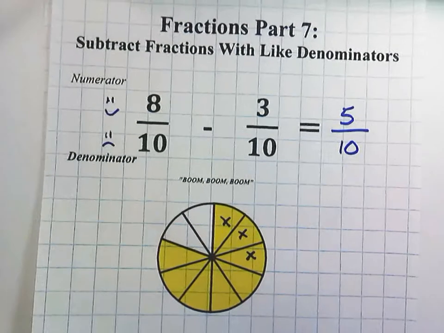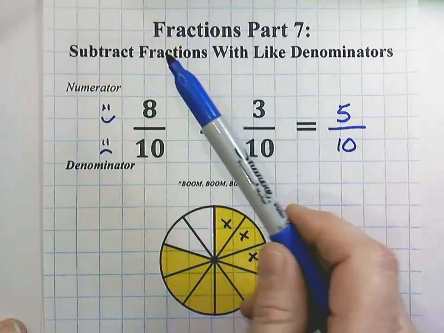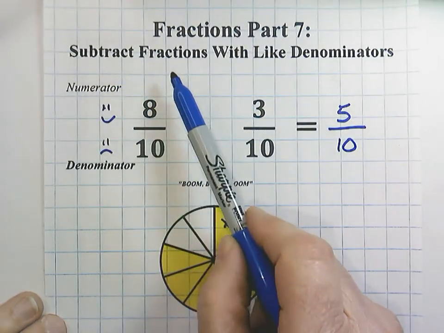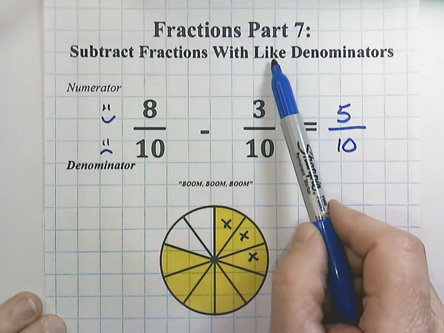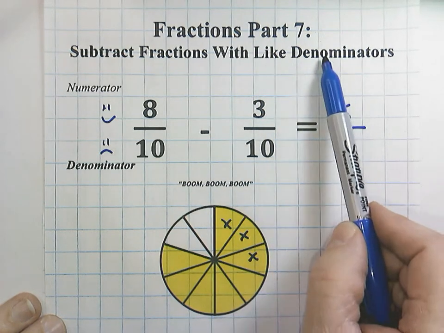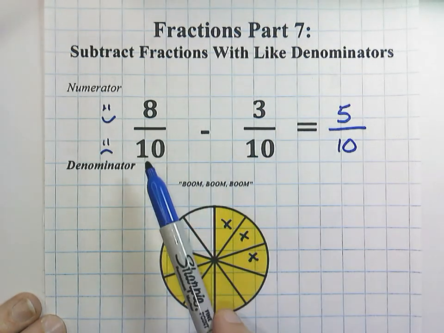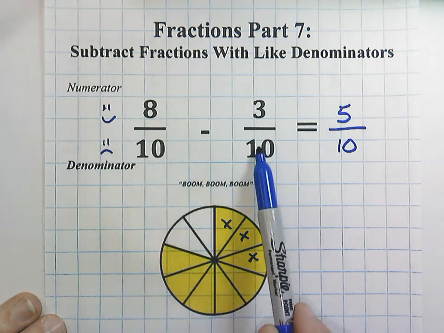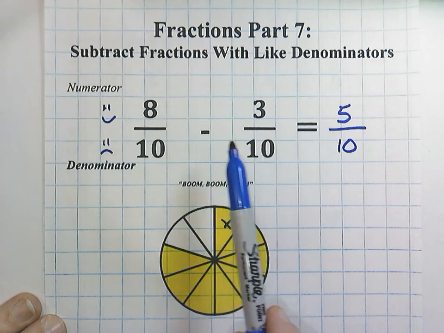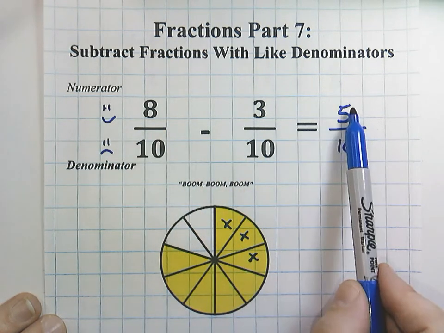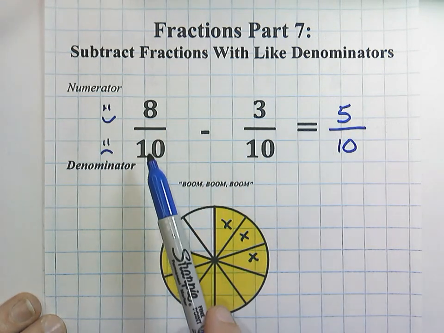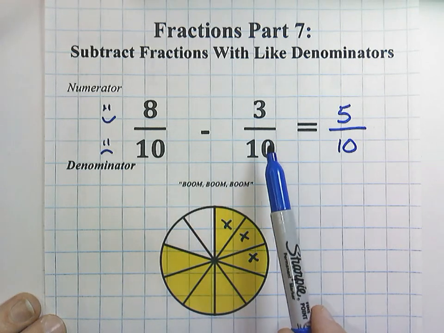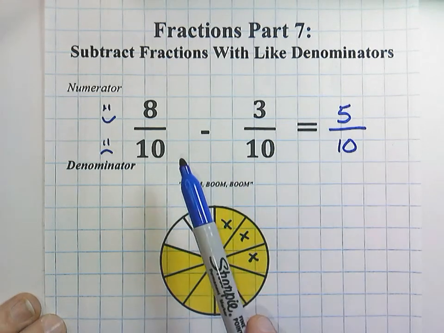So in review today, our lesson on fractions is subtracting fractions with like denominators. Remember, like denominators means the bottom number is the same. In math, to add or subtract, they must be the same, and these are the same, that's fine. But we only do the top. The bottom, everybody, is boom, boom, boom. In other words, it must stay the same.